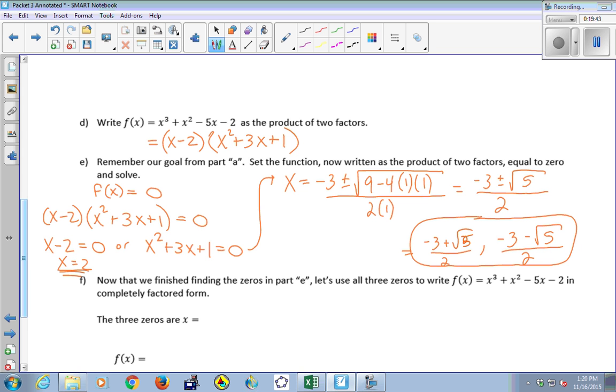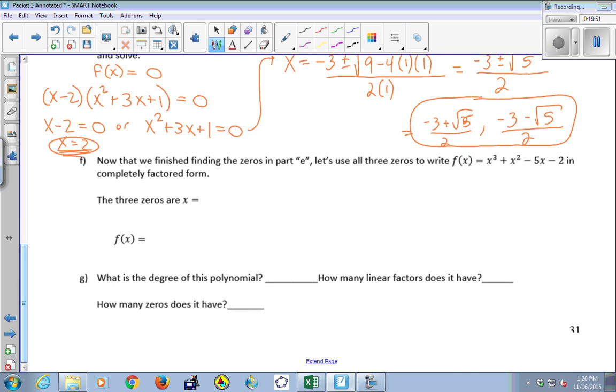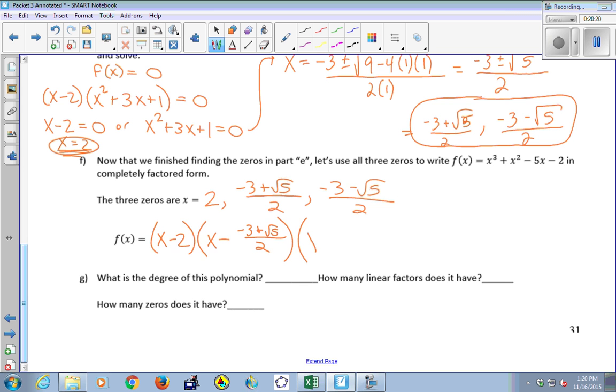So I now have 3 zeros. It was a cubic, and so there should be 3 total zeros. Okay, so my 3 zeros are at x equals 2, x equals negative 3 plus root 5 over 2, and x equals negative 3 minus root 5 over 2. So I've got 3 zeros, which means I should have 3 factors, and I can write it in completely factored form. X minus 2, x minus negative 3 plus root 5 over 2, and x minus negative 3 minus root 5 over 2.